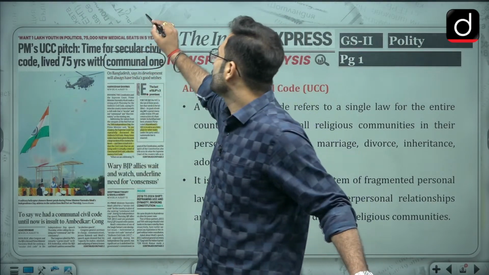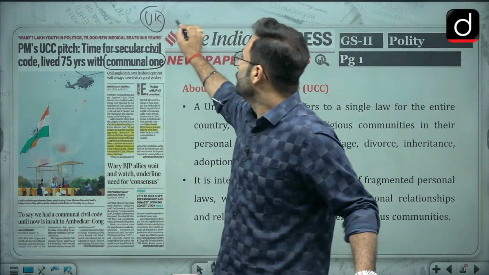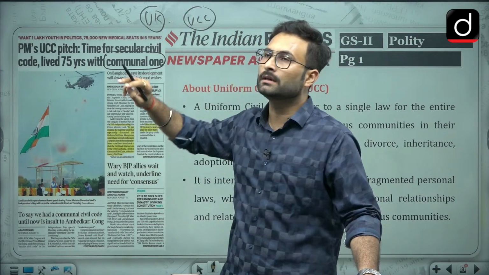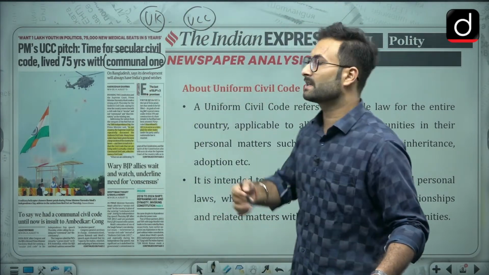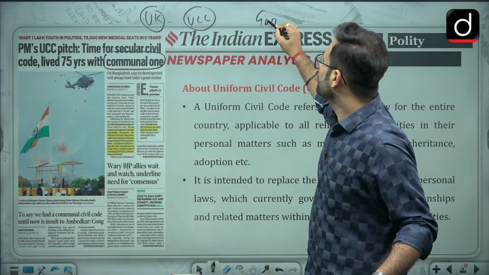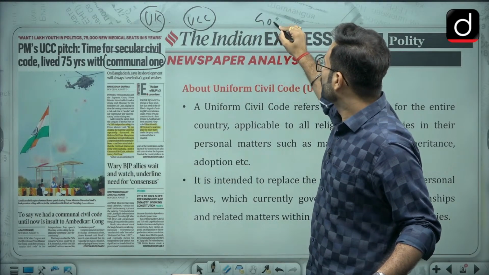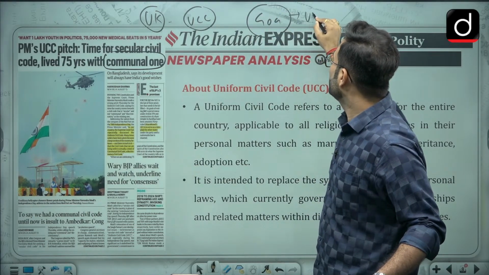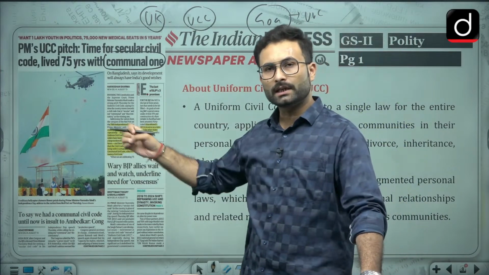So here the PM and their party, the ruling party, have been advocating the UCC. In Uttarakhand recently, you must have seen that the UCC has been implemented. And before that, Goa is an exception, wherein you already had the UCC. So that is why this has been discussed.